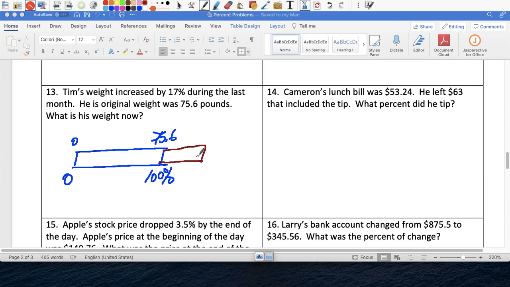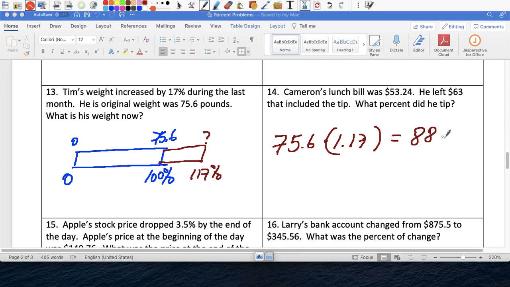17%. So that's going to take us to 117, and this is the number that's missing. So what are you going to do? 75.6 times 1.17. That would have been fine. 75.6 times 1.17 is going to give you, so Tim went to 88.452 pounds.